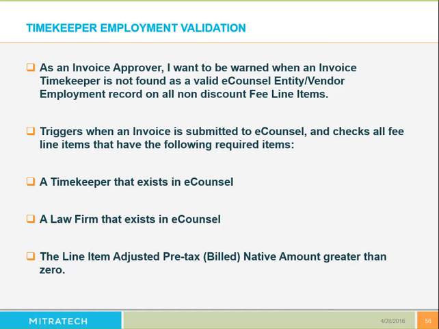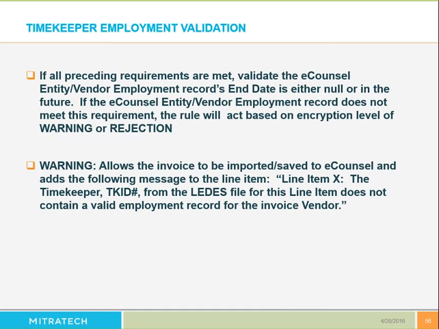So basically, it follows the criteria here, where the timekeeper has to exist in eCounsel, the law firm has to exist in eCounsel, and they have to be associated to each other, of course. The line item adjusted pre-tax amount has to be greater than 0. In other words, it can't be a 0 line item or it won't validate it. If those criteria are met, then the record's end date has to be null or in the future. In other words, it has to be an active employment record. You can have a future end date as long as it's not before the date of the invoice, because it has to fall within the date ranges specified on the timekeeper employment record.